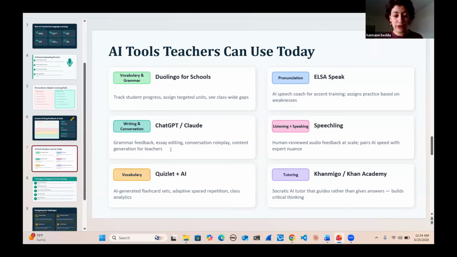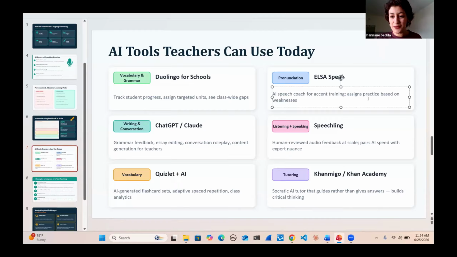And then we have vocabulary. We have a lot of apps for vocabulary. It includes apps with games. So here we have Quizlet plus AI: AI-generated flashcard sets, adaptive spaced repetition, class analytics. And then for pronunciation, we have ELSA Speak. And based on ELSA research, they found out that it's better than going to a school or a university to study a course. That's what they say.